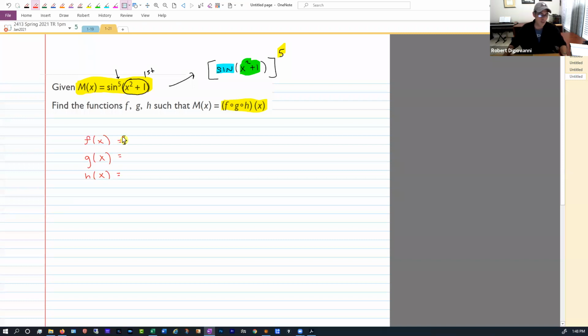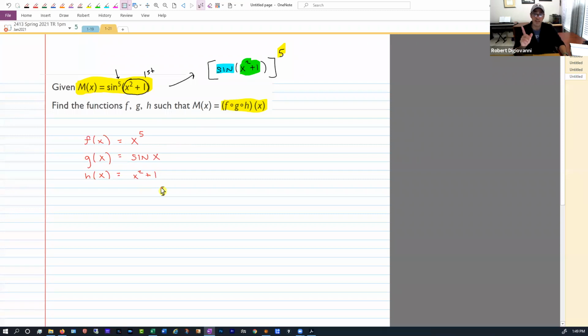Now, you can look at this one of 2 ways. You can start working from the outside in, or you can go from the inside out. I'm going from the outside in, and that's because of what we're going to do later. So the last thing that happens is that we're going to raise this to the 5th power, so I'm going to put x to the 5th here. The thing that would happen before that would have been the sine function, so I'm going to put sine x. And then the thing that happens before that would be the green, which would be the x squared plus 1.